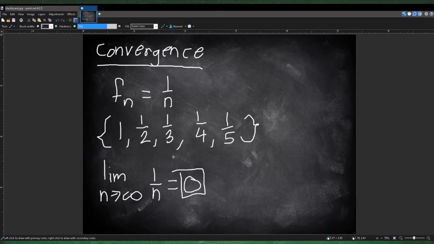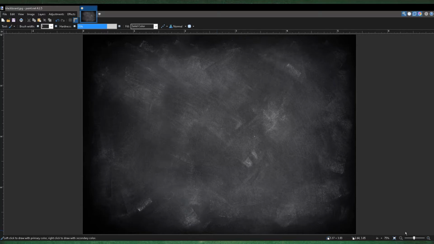The concept of divergence is anything that is not converging. So if it's not going to a specific value, for example if this limit approaches infinity or negative infinity or not an actual answer, then it's diverging. Converging means that it's going to one specific number.